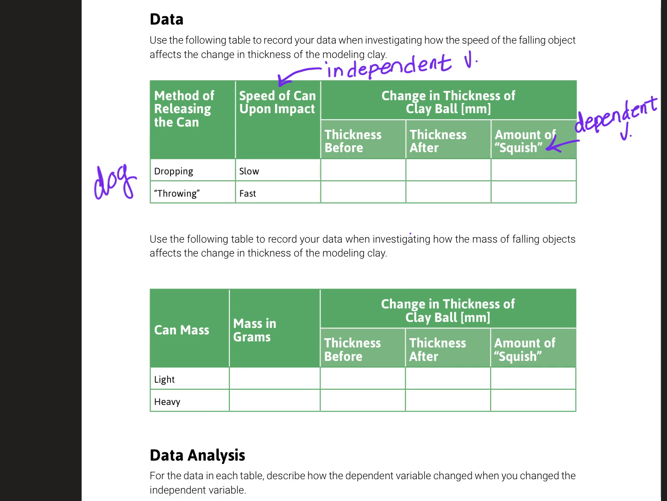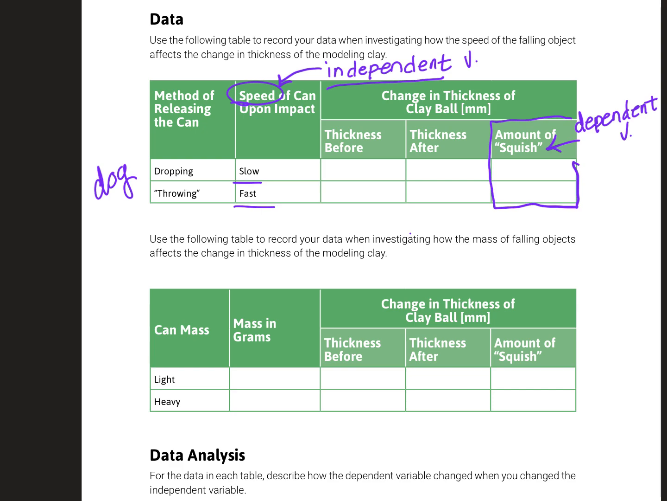We investigated two different variables, and when we change a variable, we call that variable the independent variable. And the thing that we measure, in this case the amount of squish, is the dependent variable. All right, so the first investigation, we were measuring the speed. So the first time we just dropped it, and the second time we added some force, so we increased the speed and made the can go faster.